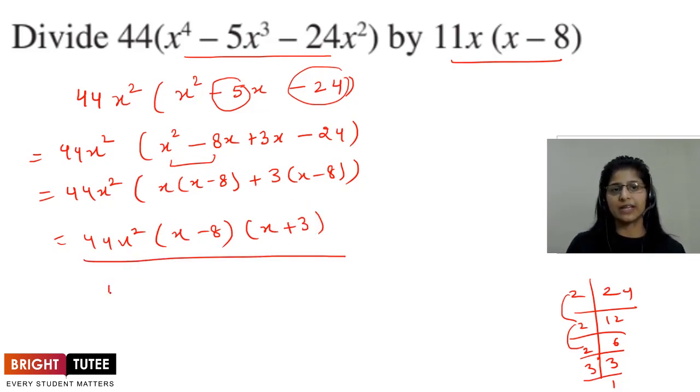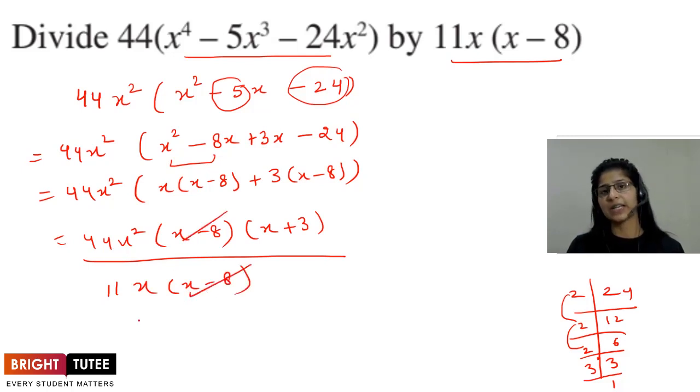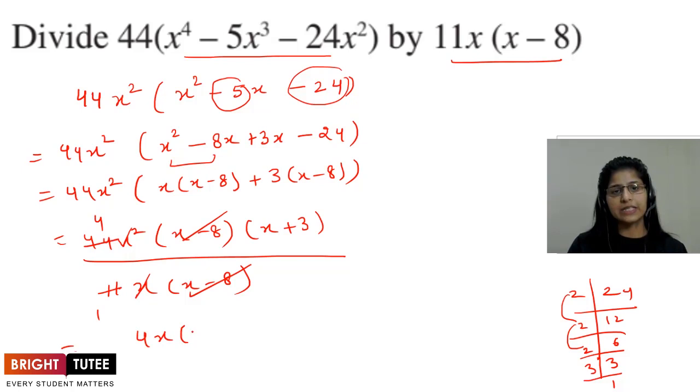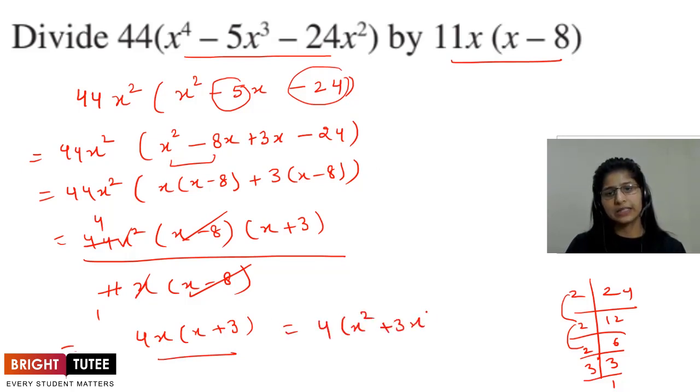This is to be divided by 11x into x minus 8. Now you see x minus 8 and x minus 8 getting cancelled. x will get cancelled here. 11 fours are 44. So 4x into x plus 3. This is the final answer that we are left with. Or you can also write it as 4 into x square plus 3x. So this would be the answer that we are left with.